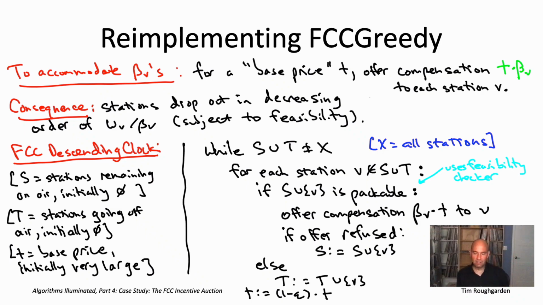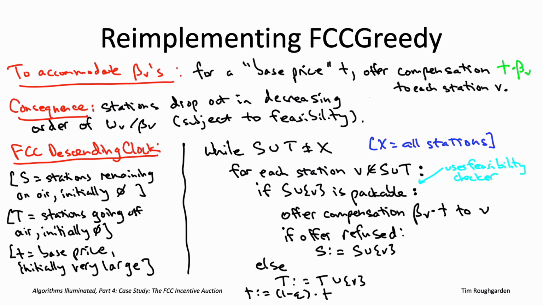And indeed, you can see at the very end of a round, so at the bottom of an iteration of the while loop, that's the point at which the base price T gets decreased to a smaller number. Here we're going to be using relative decreases, so it gets multiplied by 1 minus epsilon every round. In the actual FCC Incentive Auction, they used epsilon to be 0.05. So everybody's offer in one round was 95% of what it had been in the previous round.